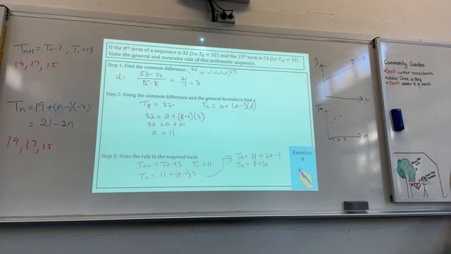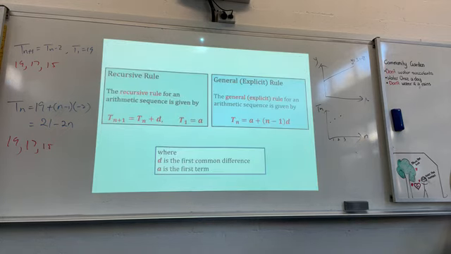Now, before you do exercise 4, I'm just going to sum up what I've taught you today. You should know what a recursive rule is, as well as what a general and explicit rule is. I've defined to you what an arithmetic sequence is. It's a sequence with a common difference. And you must always specify the start of the sequence.